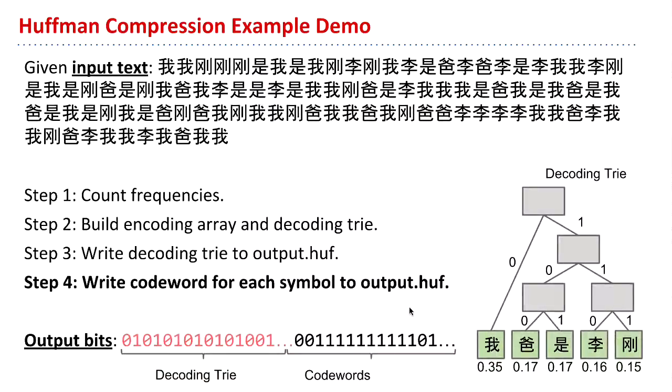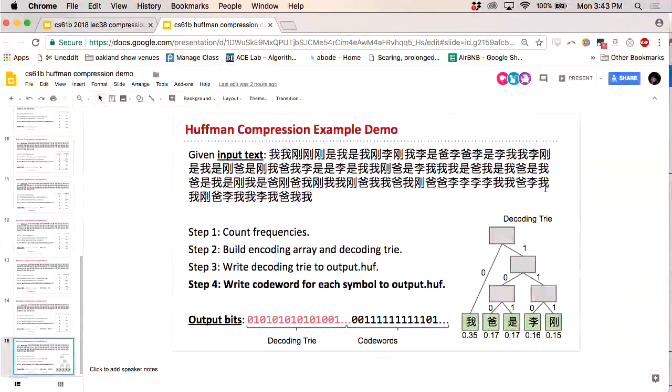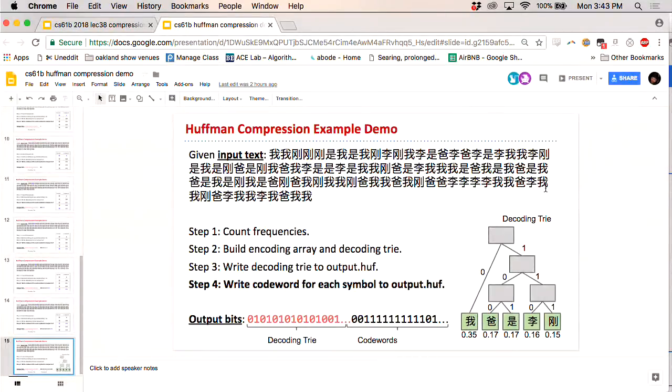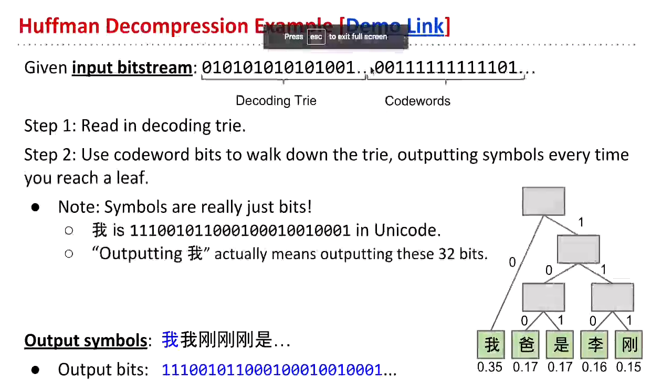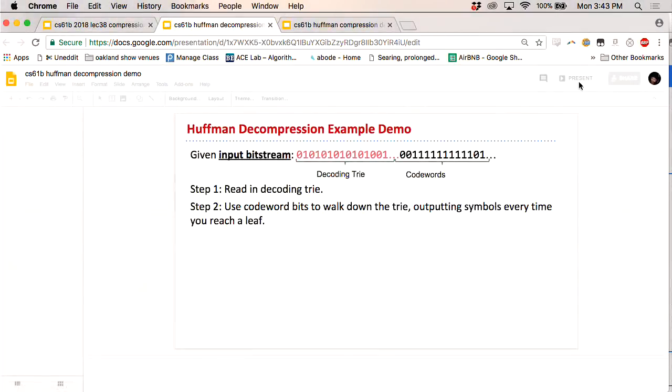Yes? Why is it a trie, not a tree? It's also a tree. A trie is a type of tree. And why it's a trie, you'll see in a moment when we do the decoding. Yes? Well, when we're decoding, maybe I should bring up the decoding demo. Maybe I'll take questions after the decoding, because I think I might forestall some of your questions.